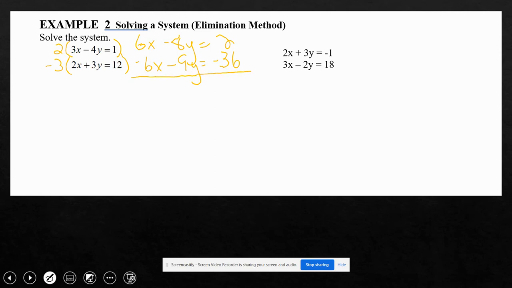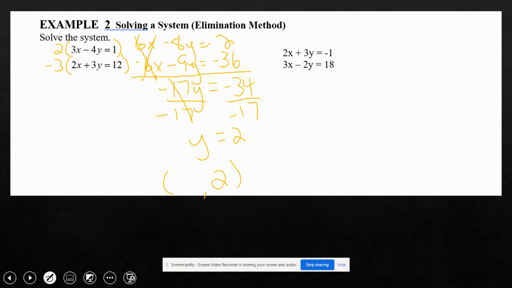Now, when I add these two equations together, I have 6x plus negative 6x, which adds to 0 and eliminates out. Negative 8y plus negative 9y is negative 17y. And 2 plus negative 36 is negative 34. Divide each of those by negative 17, and we get y is equal to +2. So the first part of our ordered pair is +2 for y.